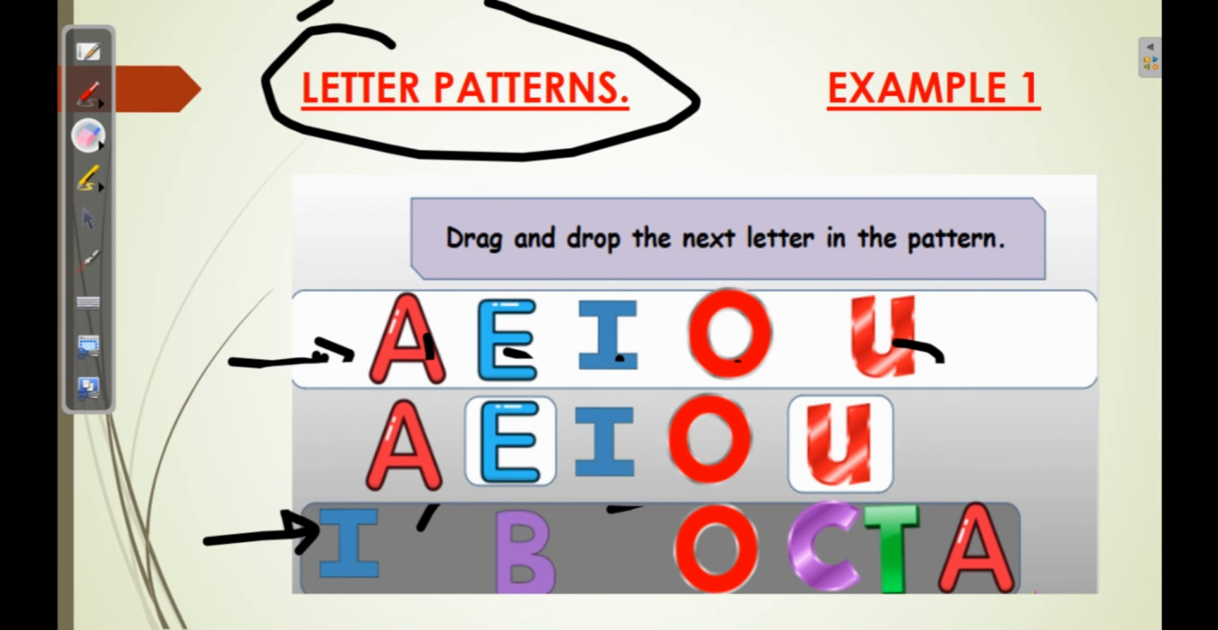So when you look at that, that is how we do pattern. You look, you observe, you look at how it appears, what comes after what, and what comes before what. And that is how we do patterns, be it number patterns, letter patterns, or whichever pattern you come across, even shape patterns as we have seen. So that is the end of our lesson today.